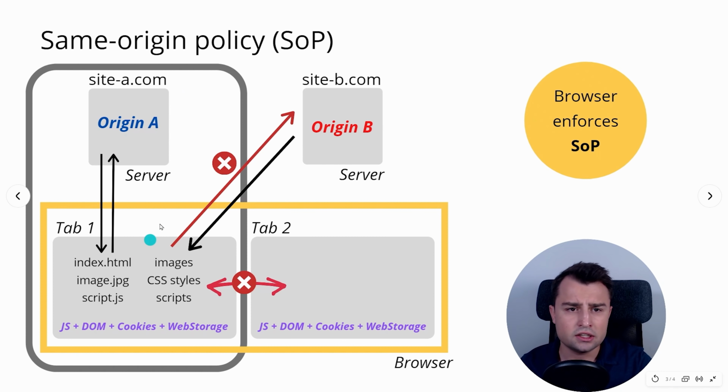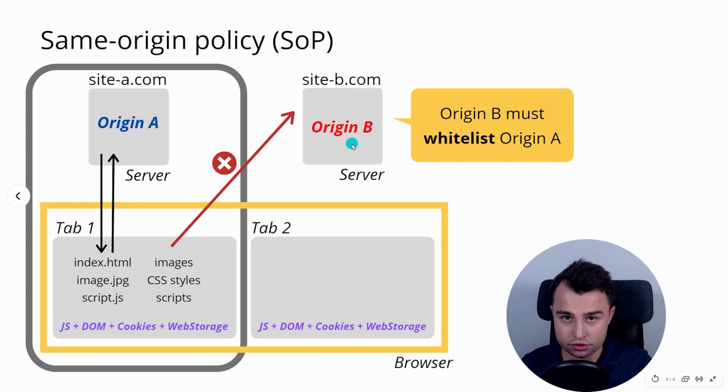So imagine that you load some website and you would like to communicate with site B. By default, same origin policy restricts this kind of communication. Because who said that they can trust each other? Maybe one website is evil and we would like to prevent this kind of communication. In order for this kind of communication, origin B must whitelist origin A, explicitly saying that origin A is trustworthy.